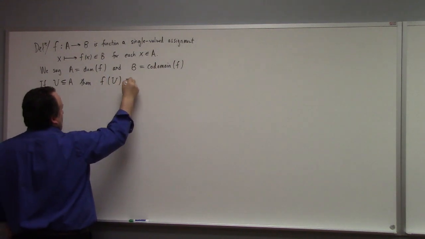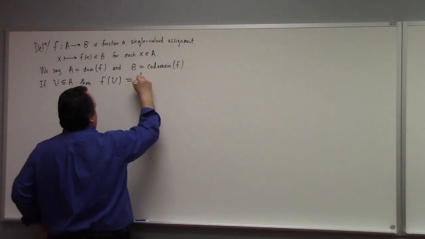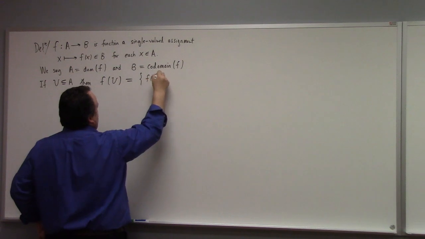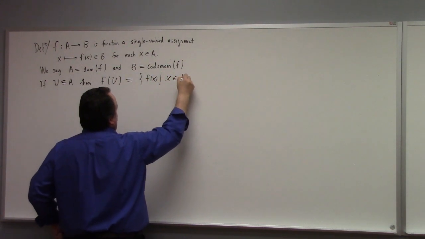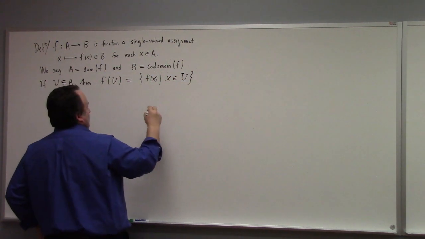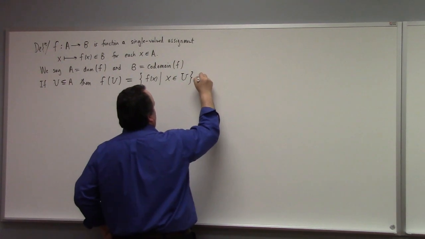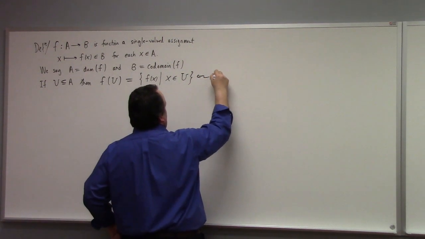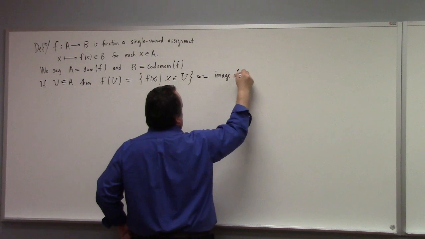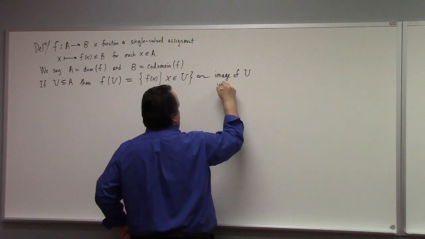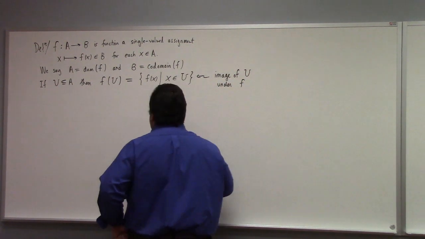Anyway, so if we have a subset of A, then we can talk about F of U. This is equal to, what does this mean? Well, this means F of x such that x is an element of U. So this right here is the so-called image of U under F, all right?